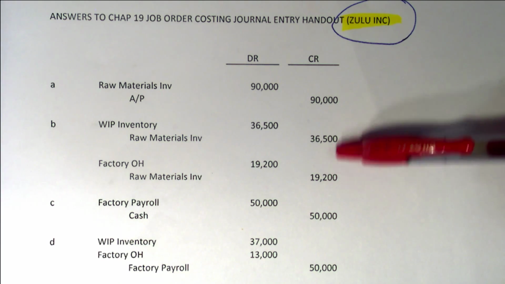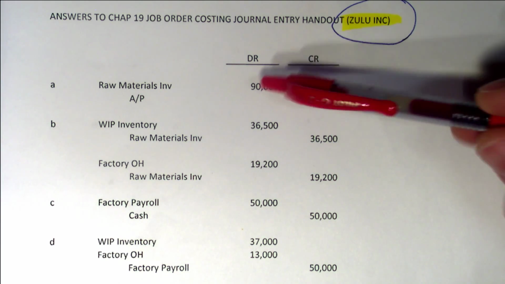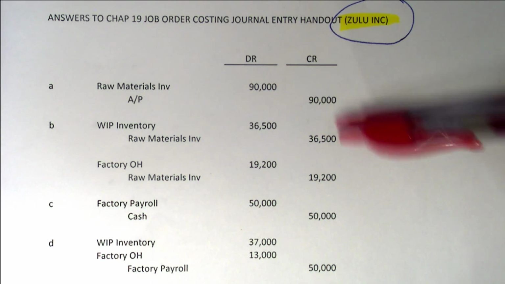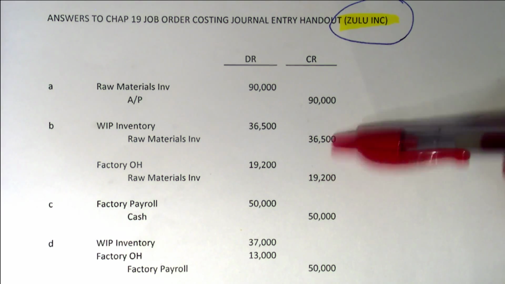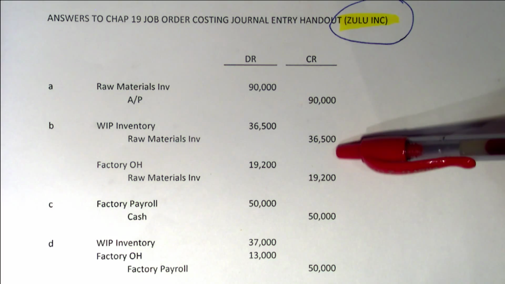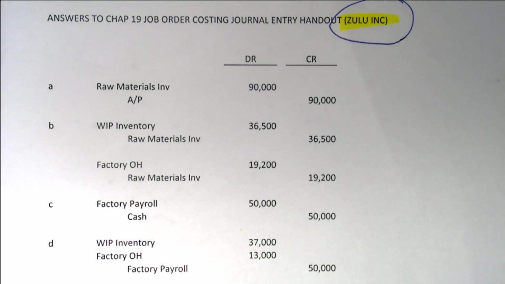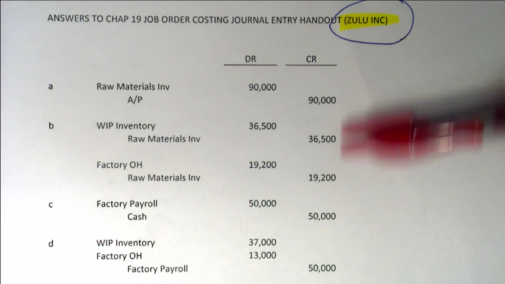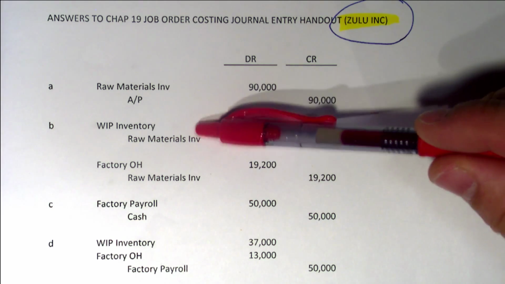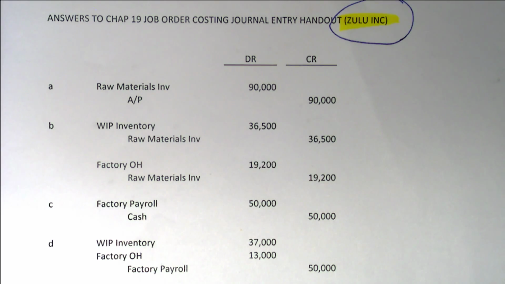So make sure you don't do that. Should we be concerned that we debited raw materials inventory for 90, but the amount that we credited it for in sum is less than that? No, that just means we have a raw materials inventory, okay? All right? So any questions on those? Now, you might have combined these two into one journal entry. If you did that, that's fine, as long as the overall effect is the same.